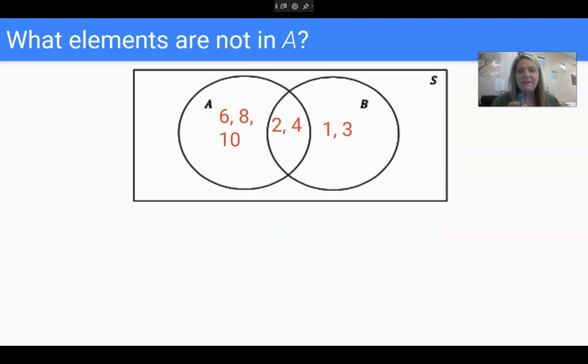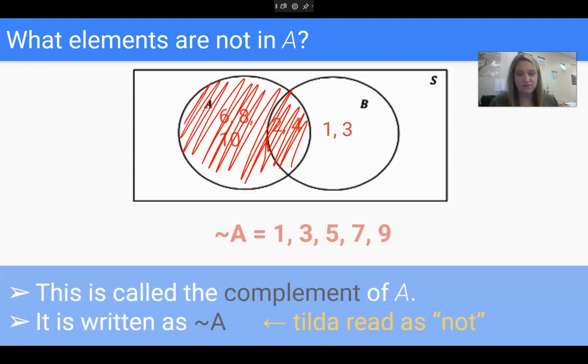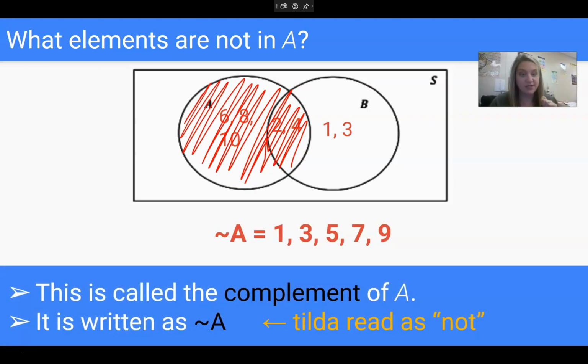All right, what elements are not in A? Okay, so what I like to do is visuals, so not in A. I'm going to kind of block out the circle A. Well, what's left over? Just 1 and 3, right? But don't forget, we had 5, 7, and 9 out here. And that didn't get on the slide for you.